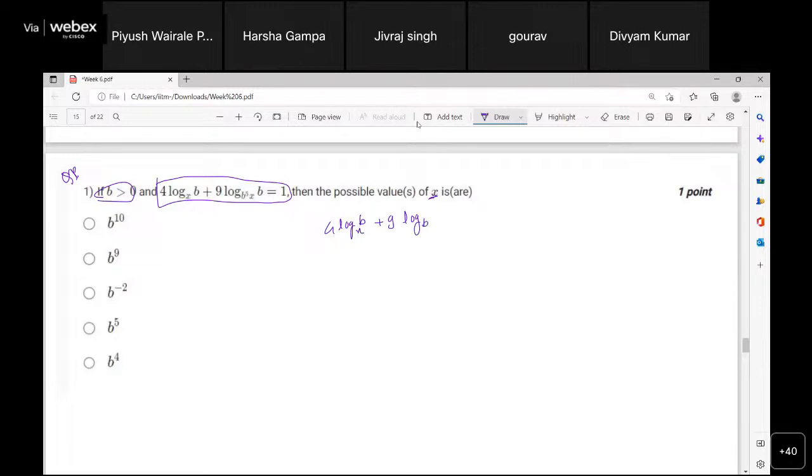So I will take this question, log to the 5. It is in the base, right? So b to the power 5 into x. So b to the power 5 into x and then b, it is equal to 1. Then how to simplify this?